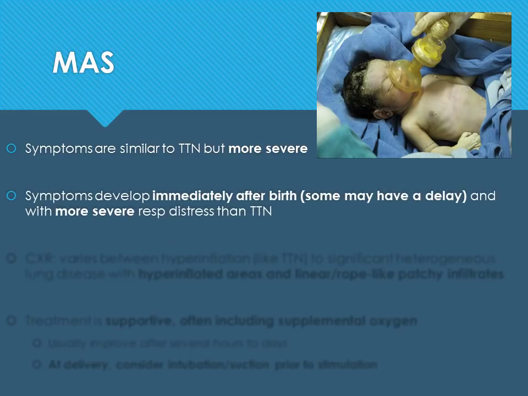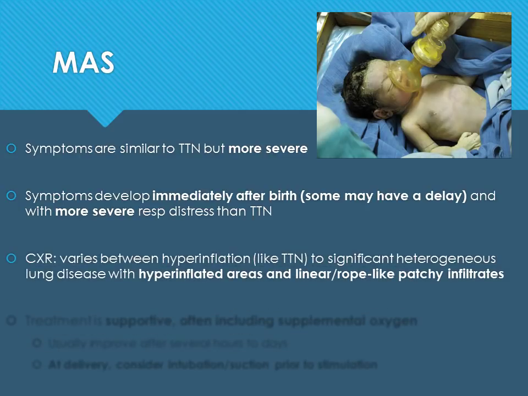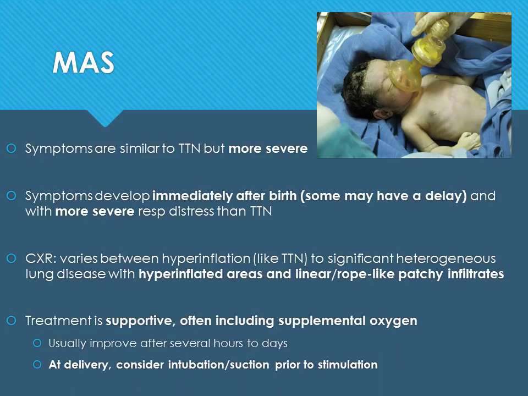The symptoms develop immediately after birth, like transient tachypnea of the newborn. Some may have a little bit of a delay with the symptoms. And like I said, it tends to be more severe respiratory distress. Remember, with TTN, they're just having mild respiratory distress. The chest x-ray is going to vary between hyperinflation, like we see with TTN, to significant heterogeneous lung disease with hyperinflated areas and linear rope-like patchy infiltrates.